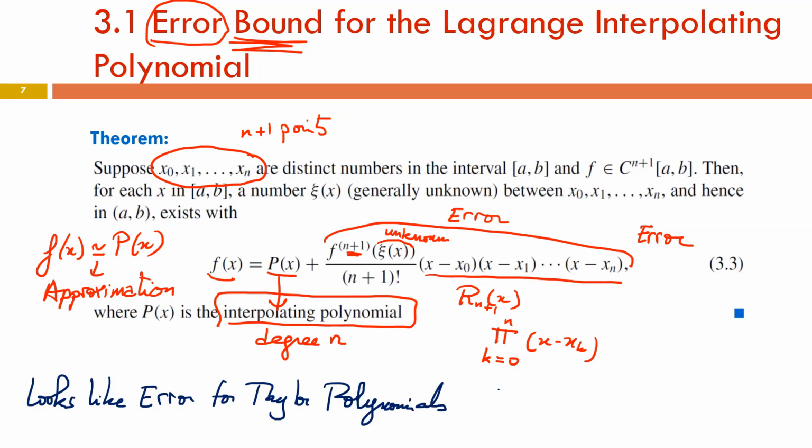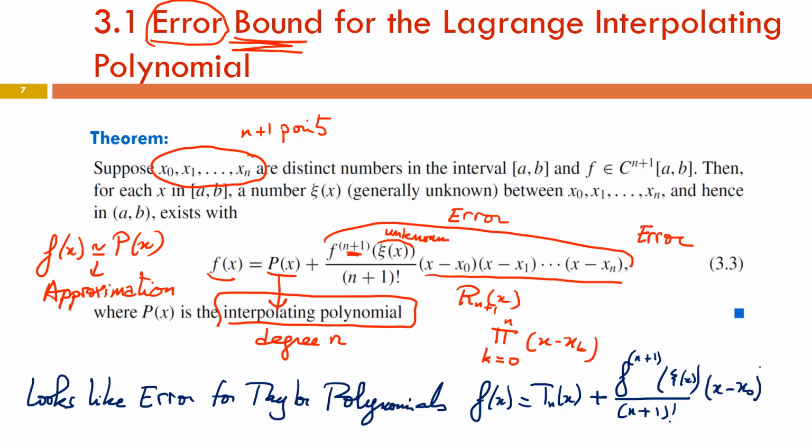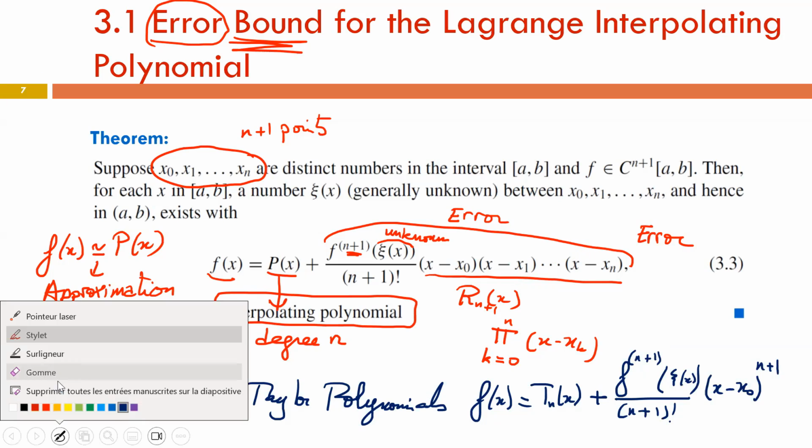There are some similarities. For Taylor's, it's Tn of x plus the remainder. It's also f derivative n plus 1 of some unknown function over n plus 1 factorial. But in Taylor, we have only one point, x0. So we have x minus x0 to the power n plus 1, the same factor repeated. Here we have the product of x minus xk with n plus 1 different points xk. Okay, so this is the difference between the two.